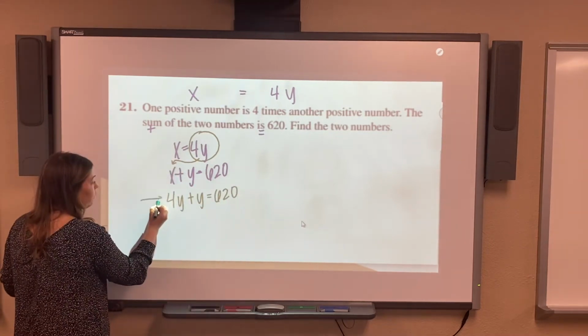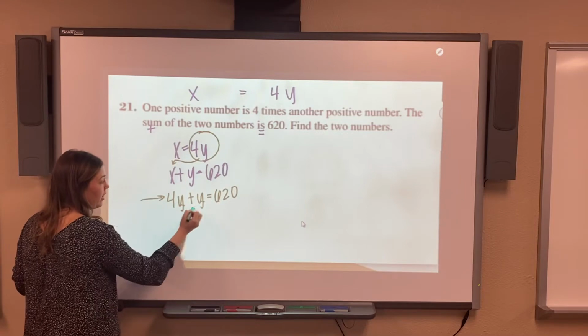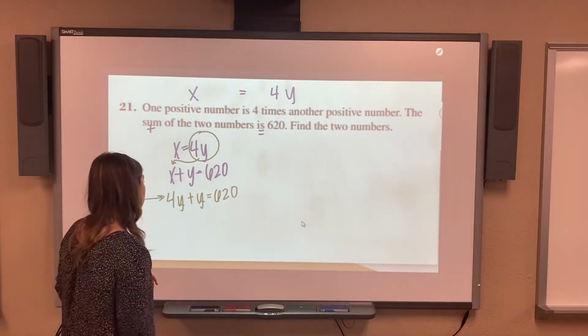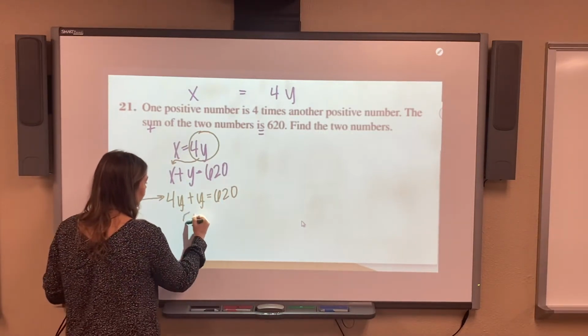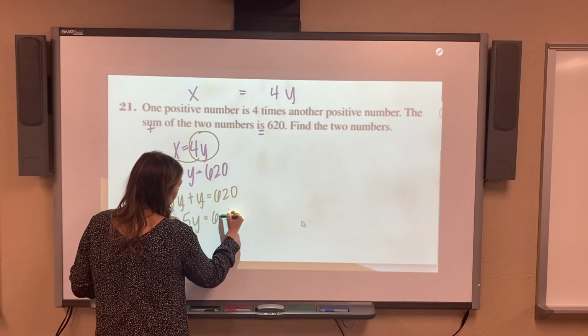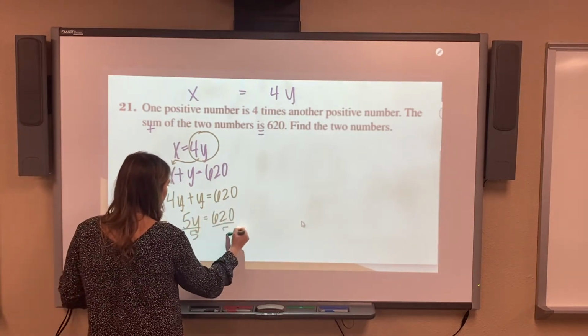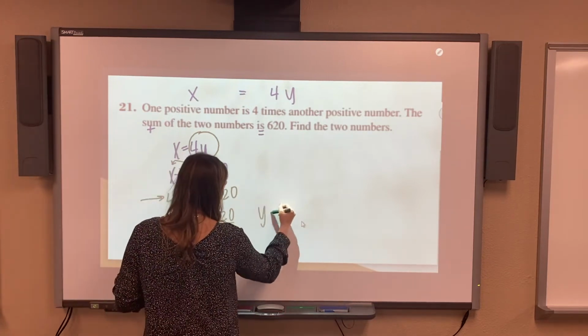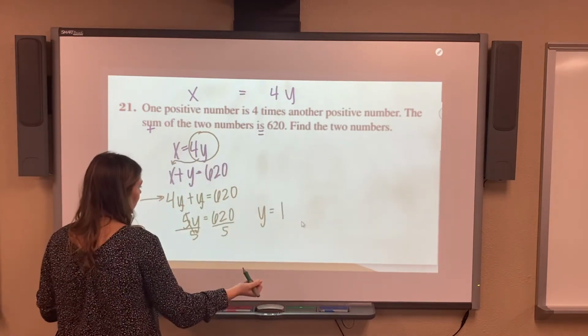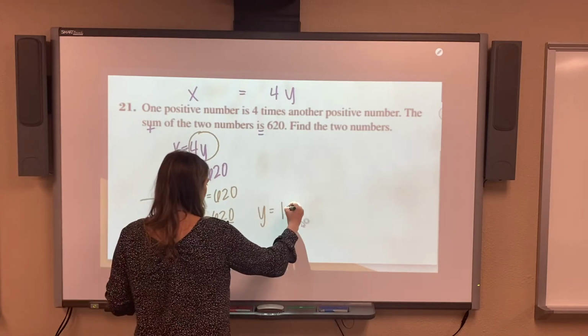Now we have one equation with one unknown, the y variable. So 4y plus y is 5y, which is equal to 620. Divide by 5. y is equal to 124.